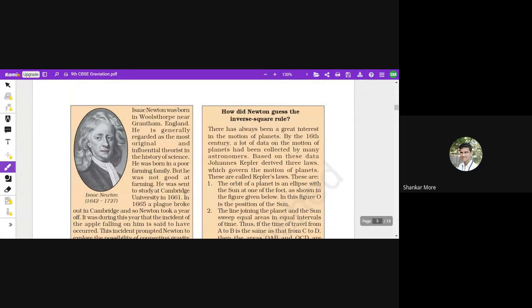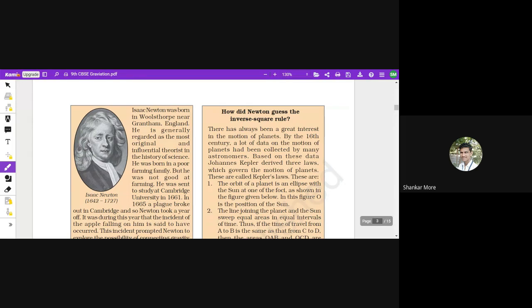So Isaac Newton was born in Woolsthorpe near Grantham, England. He is generally regarded as the most original and influential theorist in the history of science.